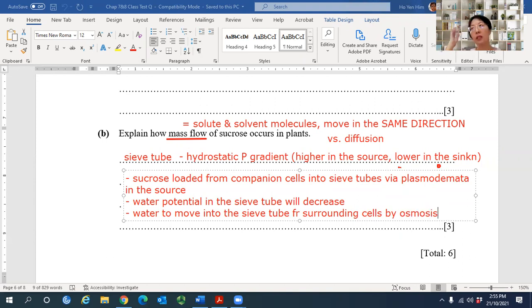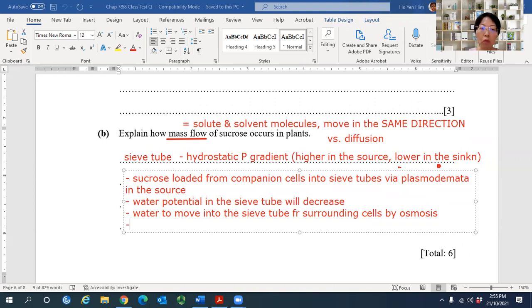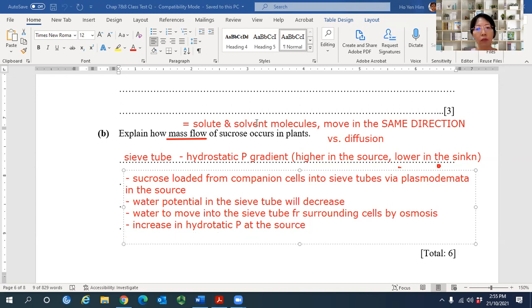Moving into the sieve tube is actually by osmosis, because the sieve tube element is a cell that is alive, so there's a membrane. In order to enter the lumen, it must pass through the cell surface membrane, so it's by osmosis. So the movement of water into the cell will cause an increase in hydrostatic pressure at the source. So that's why it drives the mass flow of the sucrose.